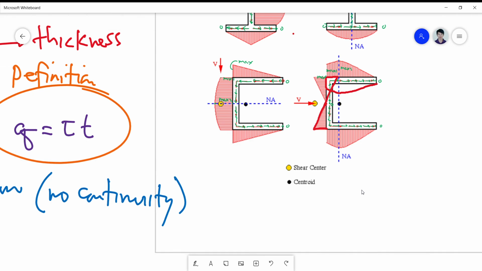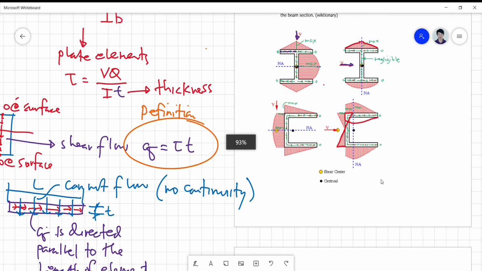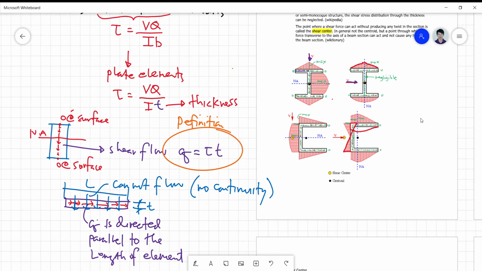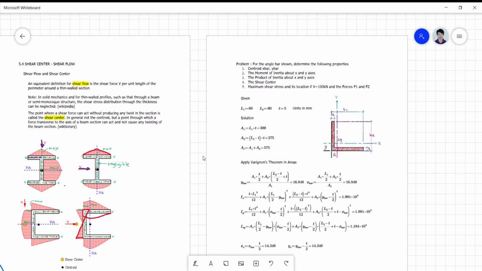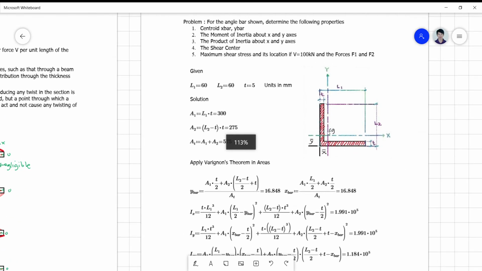Okay, so on the next video, I will now show you how to compute for the shear center using some numerical values, and we'll start with a very basic section, which is an angular section.